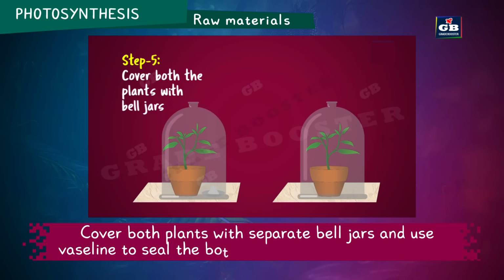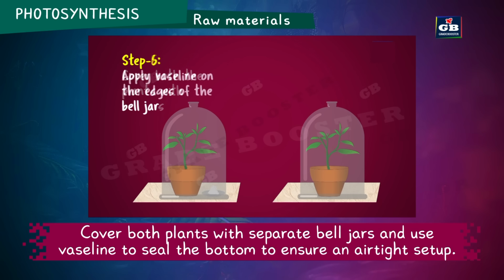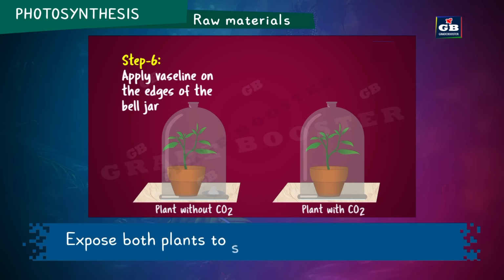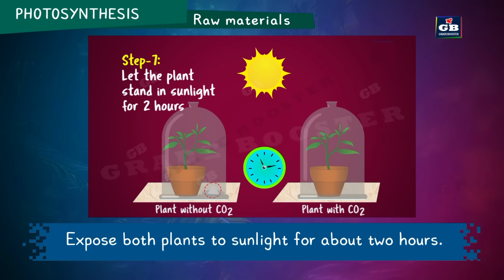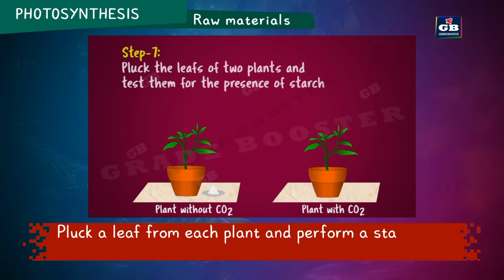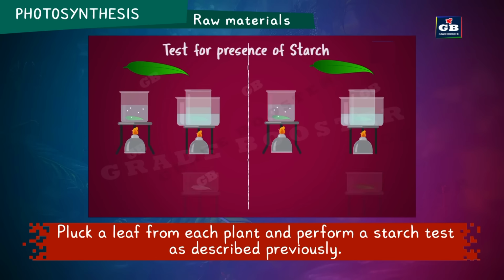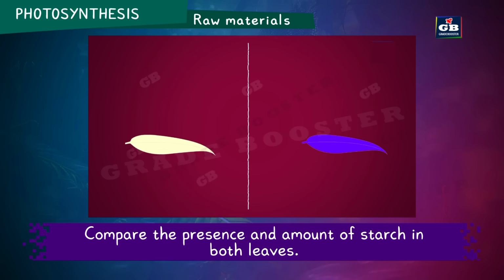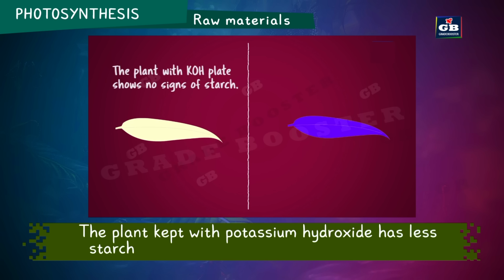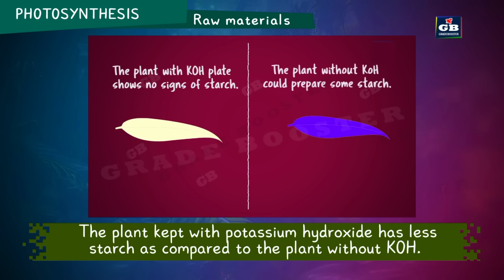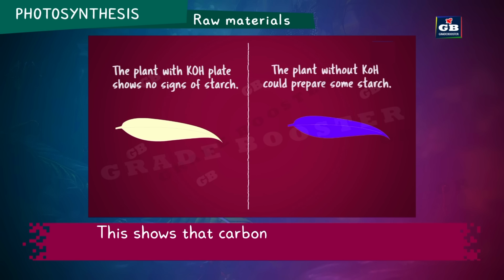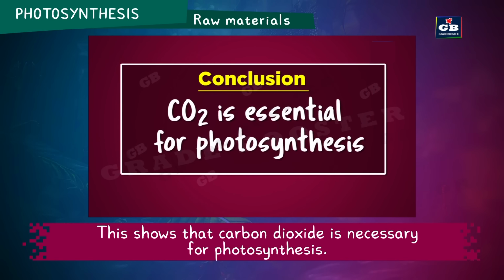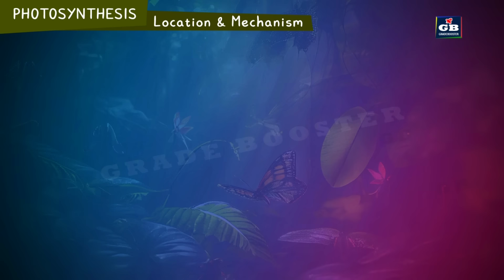Cover both the plants with separate bell jars and use Vaseline to seal the bottom to ensure an airtight setup. Expose both plants to sunlight for about 2 hours. Pluck a leaf from each plant and perform a starch test as described earlier. Now compare the presence and amount of starch in both the leaves. The plant kept with potassium hydroxide has very less starch as compared to the plant without potassium hydroxide. This shows that carbon dioxide is necessary for photosynthesis.